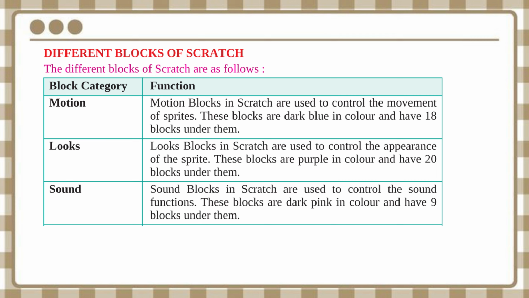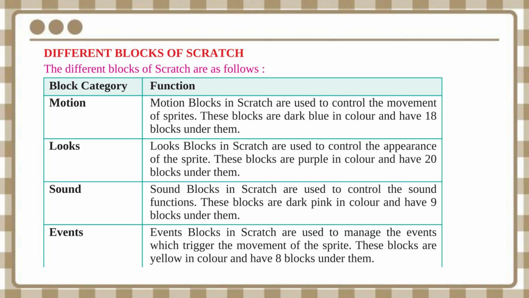Sound. Sound blocks in Scratch are used to control the sound functions. These blocks are dark pink in color and have 9 blocks under them. Events. Events blocks in Scratch are used to manage the events which trigger the movement of the sprite. These blocks are yellow in color and have 8 blocks under them.